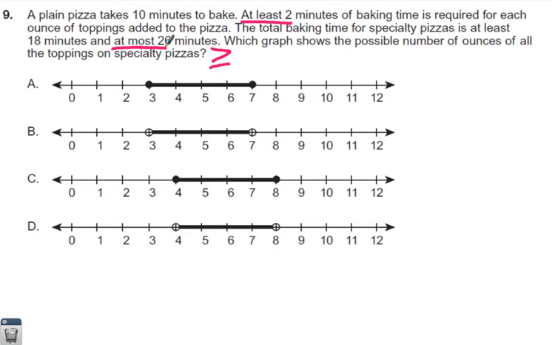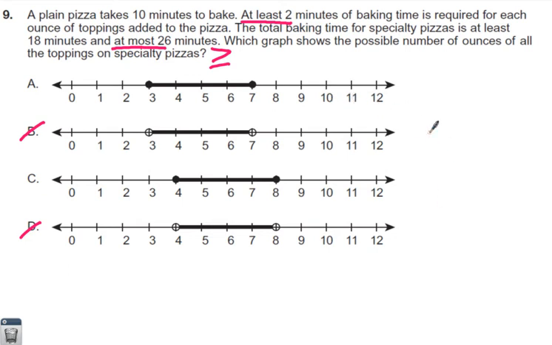Alrighty. This one's kind of interesting. Because of the whole at least, at most thing, see how these are open circles? I would already be pretty confident about disqualifying choice B and choice C. Number 9 is not that easy to wrap your brain around, is it? So here we go. I'm assuming this whole specialty pizza thing is adding a number of toppings.